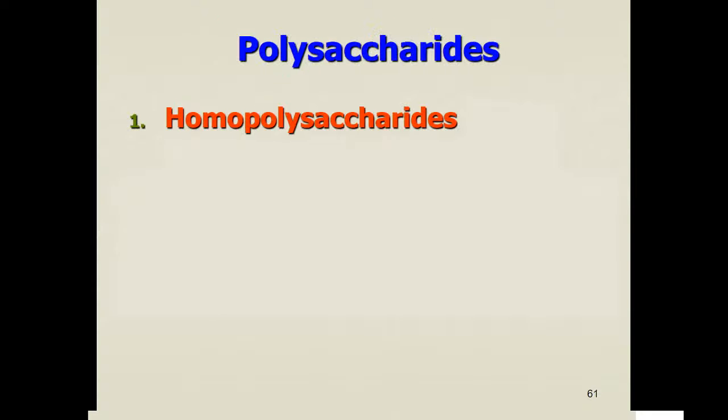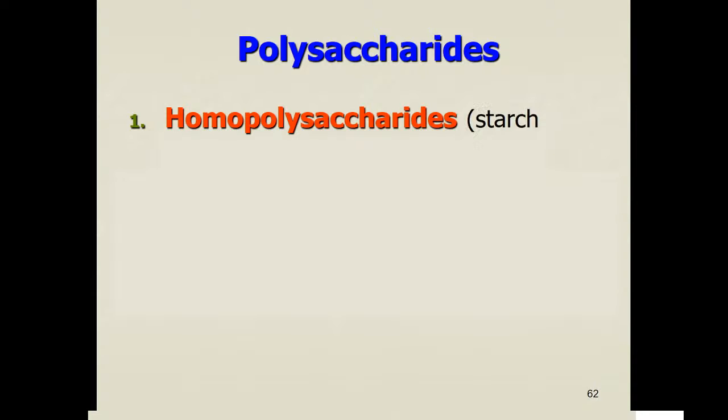So polysaccharides now. Polysaccharides, according to the nature of the monosaccharide unit, can be classified as homopolysaccharides. That means complete hydrolysis of such compounds gives only one kind of monosaccharide. Heteropolysaccharides consist of more than one type of monosaccharide. That's why complete hydrolysis produces a mixture of different monosaccharides.